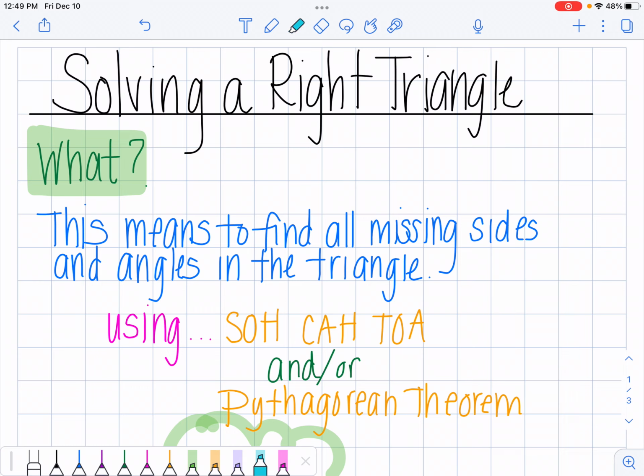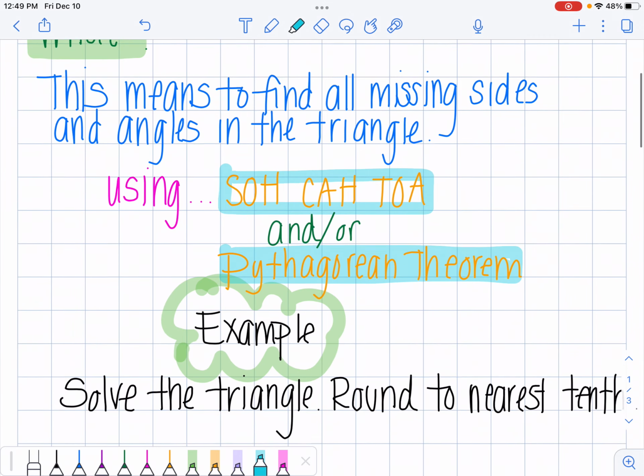We're either going to use a combination of SOH CAH TOA, which you could use to find everything, all the sides and the angles, but sometimes it's also easy to use the Pythagorean Theorem in combination with SOH CAH TOA. So I just have one example for you today, so hopefully this helps to answer your questions.